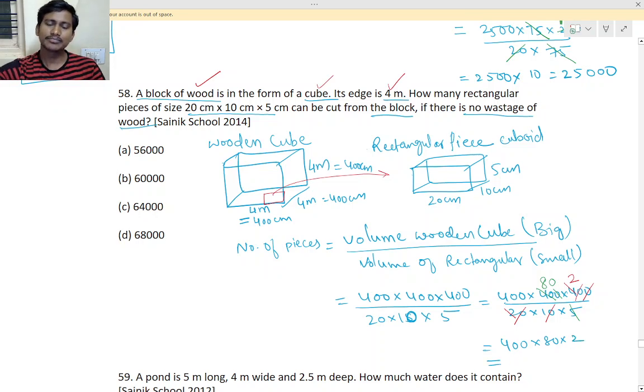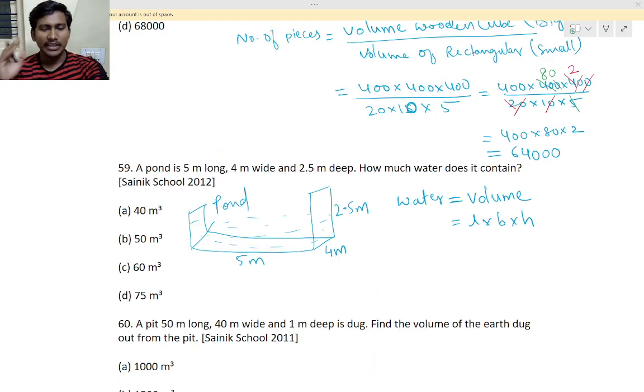4 8s are 32. 32 2s are 64 and 3 zeros. 1, 2, 3 zeros, so which option? Option C. So how many smaller wooden pieces can be made in this big wood? That is 64,000. Understood? Okay, write it down.